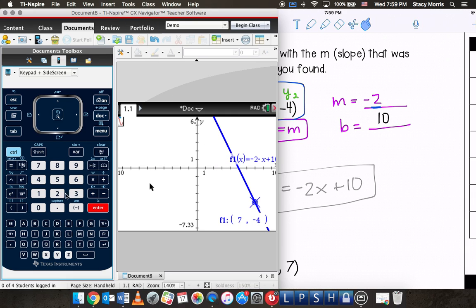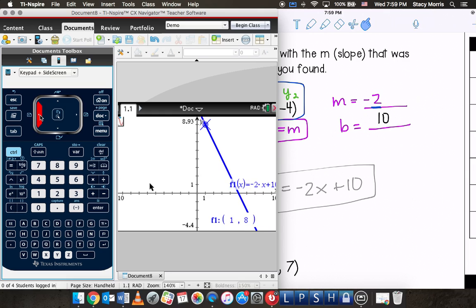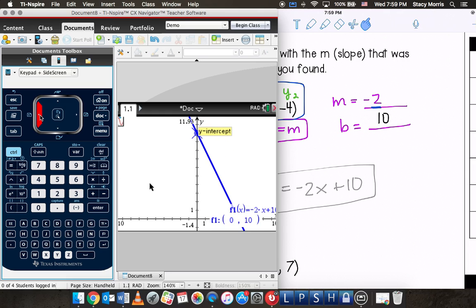If you wanted to trace to it, again, when you do menu 5-1, the very first point that normally comes up is the y-intercept. I moved off of it. Probably shouldn't have done that so quickly, but if I go back, there it is. My y-intercept is 0, 10.